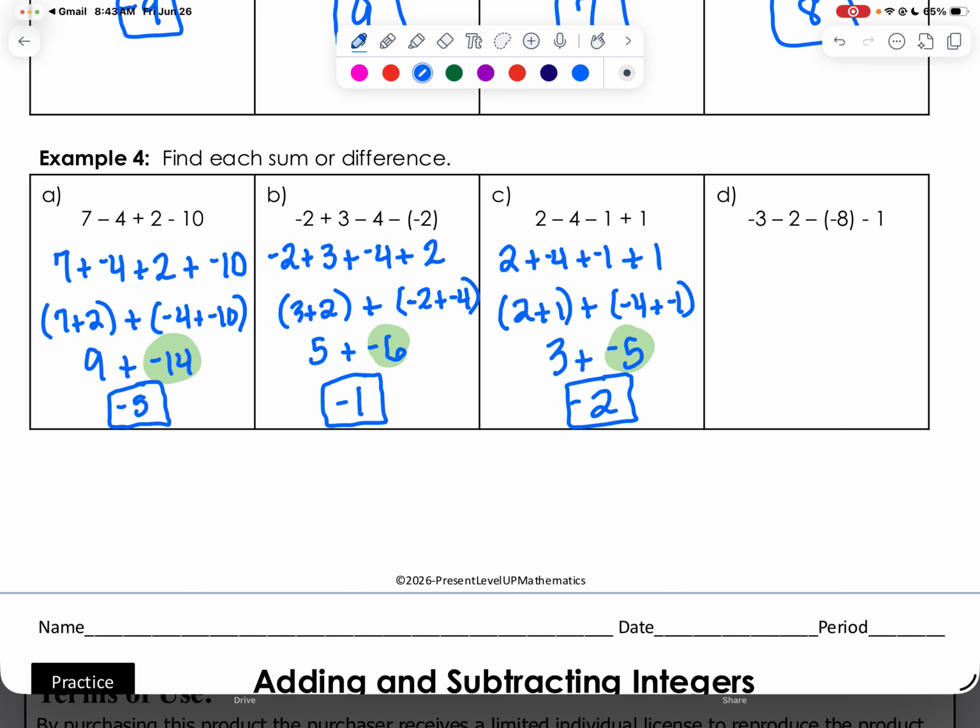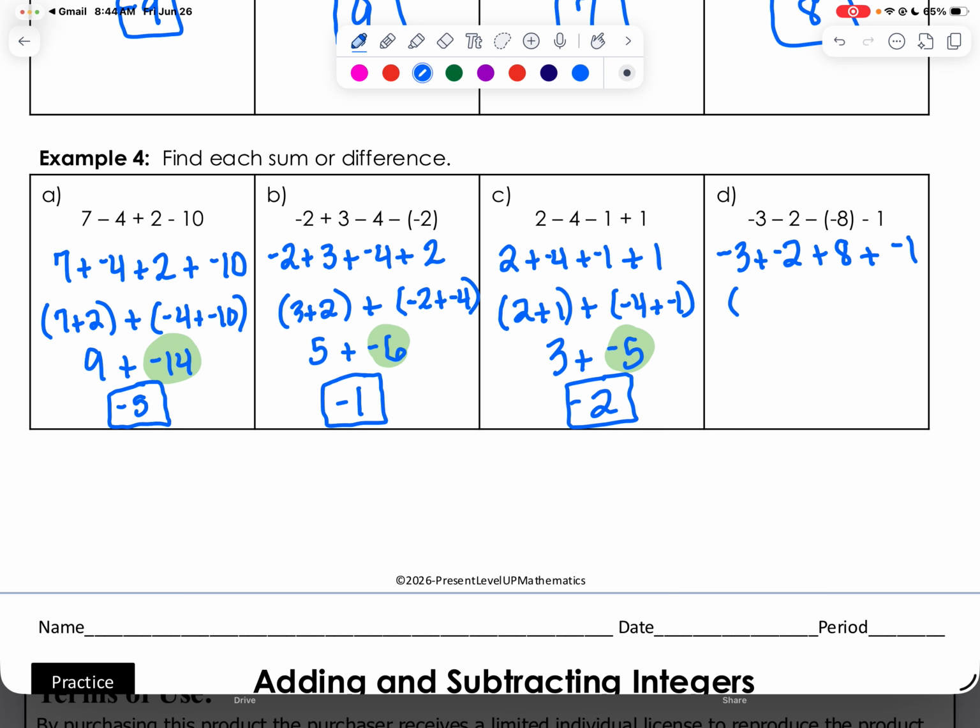All right, in problem D, we have negative 3 minus 2 minus negative 8 minus 1. Pause the video. Try this problem on your own. Press play when you're ready to check your answer. All right, welcome back. Let's see how you did. I rewrote this as negative 3 plus negative 2 plus positive 8 plus negative 1.